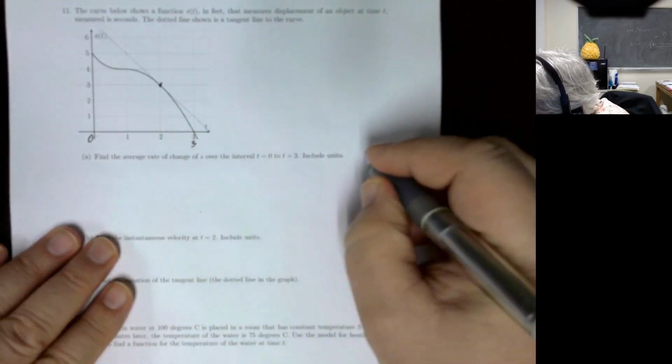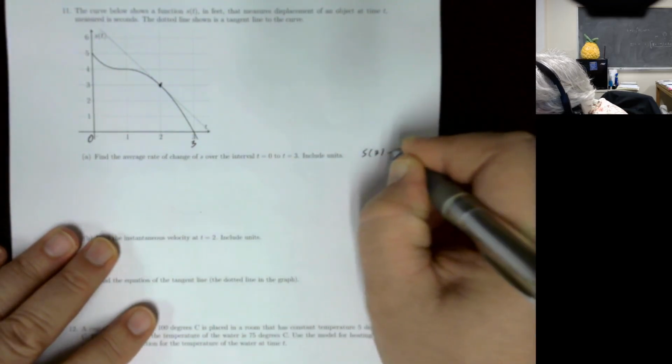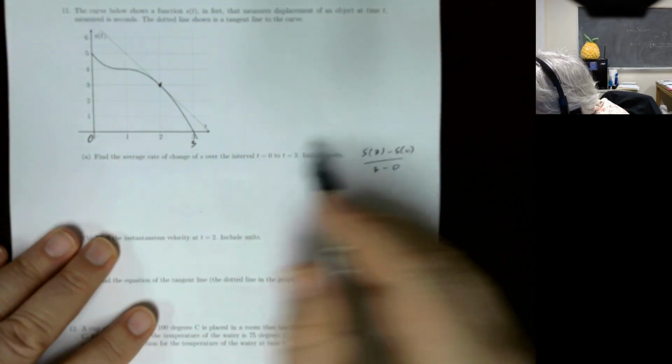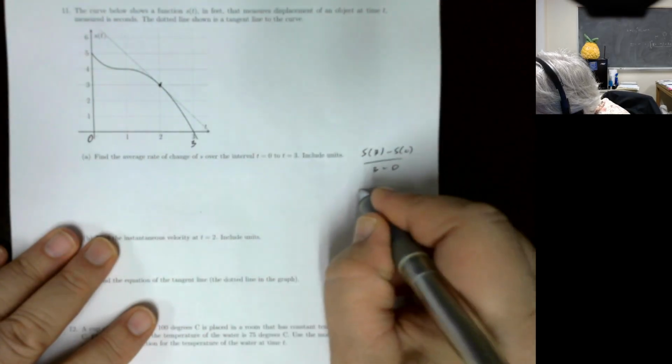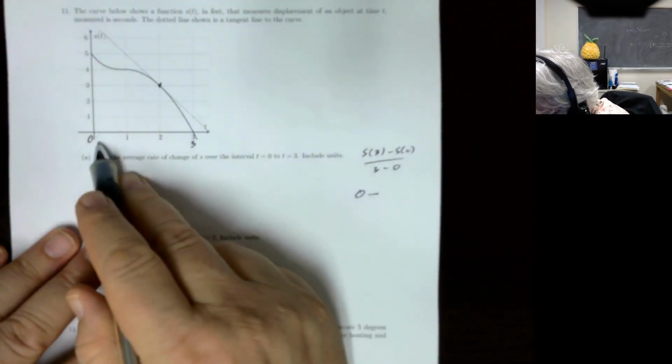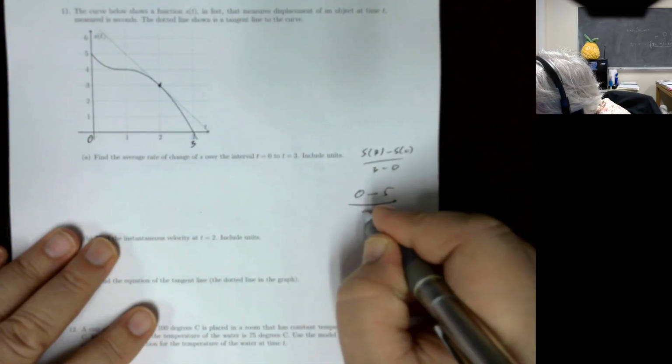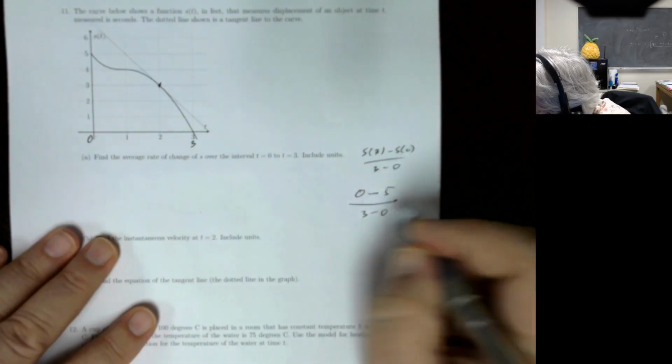And remember that it's s of 3 minus s of 0 divided by 3 minus 0. That's the average rate of change. So s of 3 is equal to 0, and then s of 0 is equal to 5, divided by 3 minus 0. Right, so you get minus 5/3.